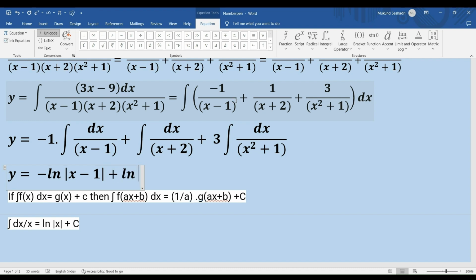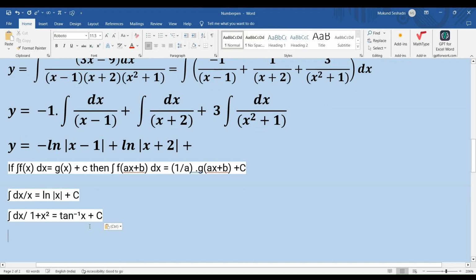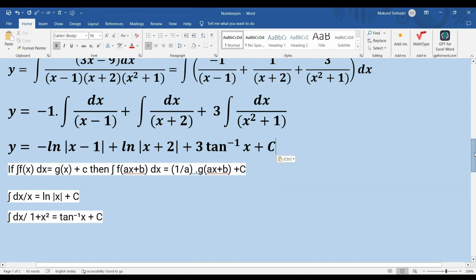So I have plus 1 times ln of mod of x plus 2 plus I have 3 times integral of dx by x squared plus 1, right? I know that my d by dx of tan inverse of x is an identity which I'm expected to remember is equal to 1 by 1 plus x squared, right? So the antiderivative of 1 by x squared plus 1 is nothing but tan inverse of x. And then we have a constant, right? So my third part is also very simple. I use integral of dx by 1 plus x squared equals tan inverse of x. And we have the answer for this particular problem.